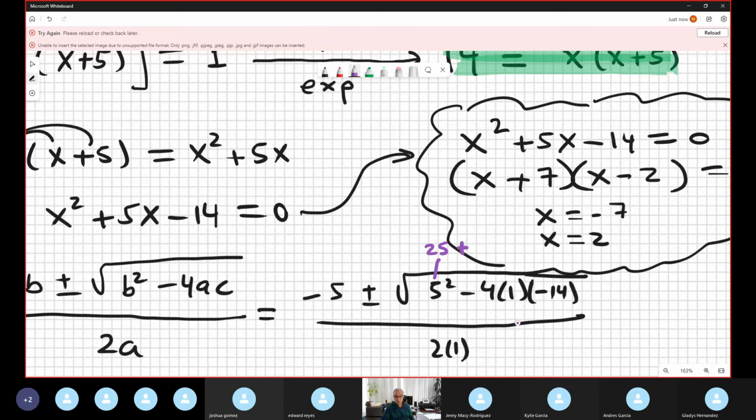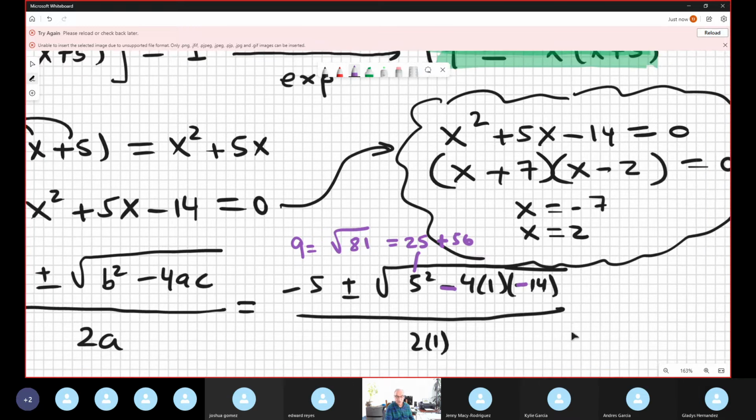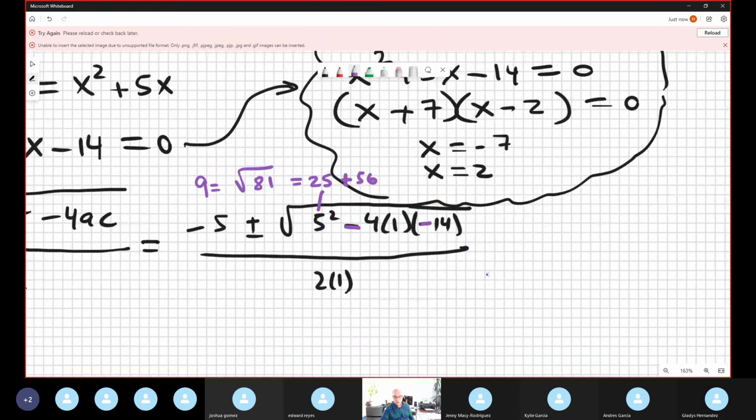It's plus, right? Because double minus becomes positive. 56, and 56 and 25 together is 81. Oh, nice. I like that. Because the square root of 81 is 9. So the expression inside the radical after the square root is 9. Then we have so far minus 5 plus or minus 9 divided by 2.